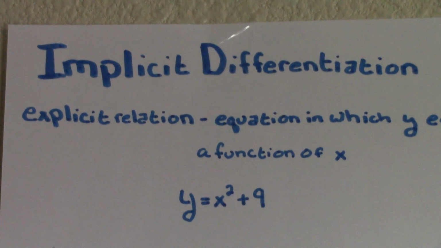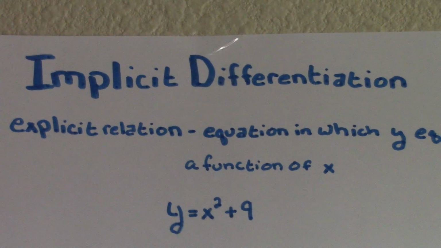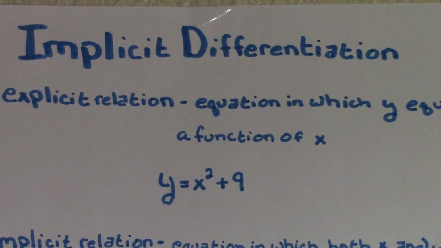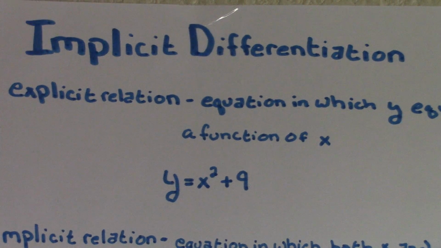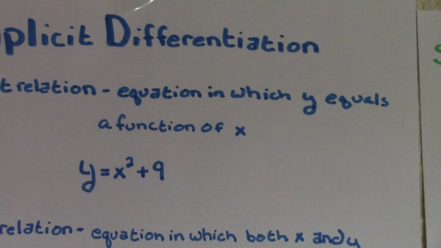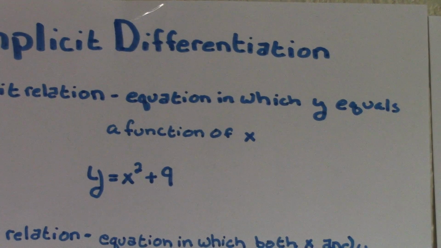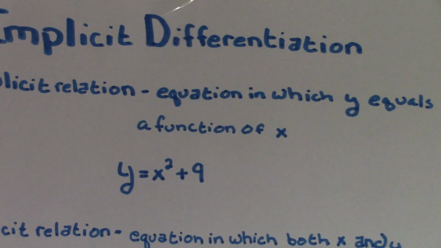Today we're going to talk about implicit differentiation. I'm about to explain the difference between regular, or explicit, and implicit relations. Explicit relations are equations where y equals some function of x, like the quadratic function y equals x squared plus 9.